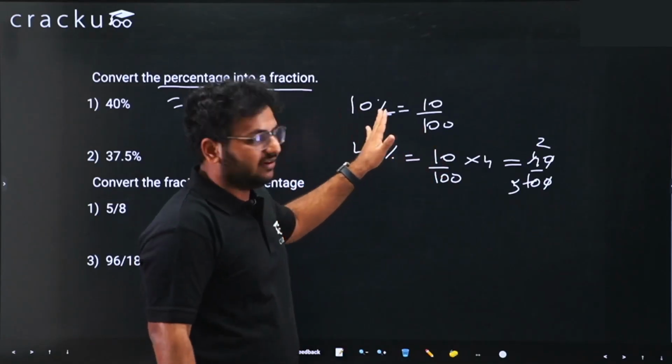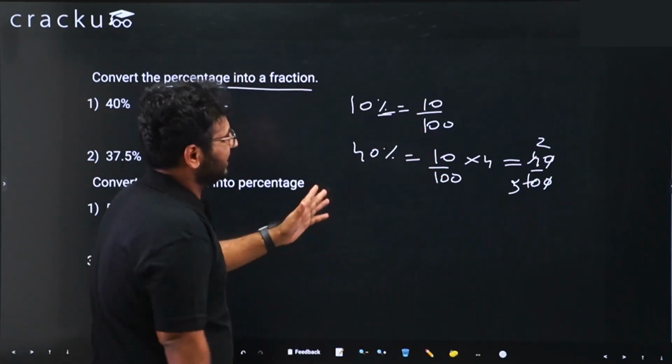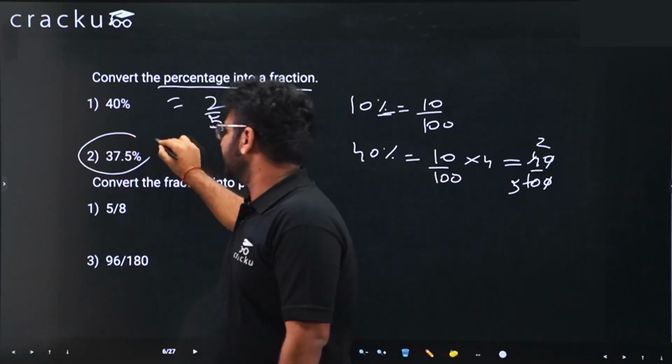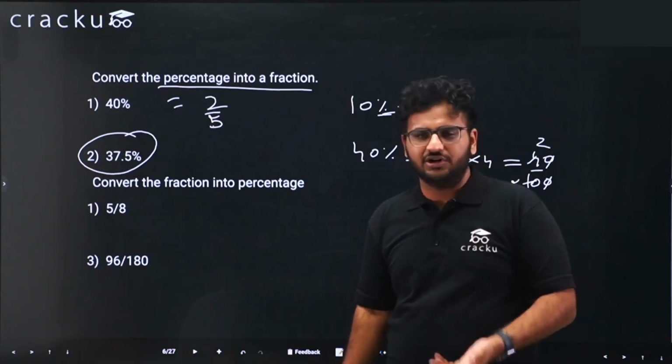So what I did was 10% into 4. So 10 into 4, 40 by 100. Or directly we can write 40%. See, this I am teaching for this example. 40% we directly know is 40 by 100, which is equal to 2 by 5.